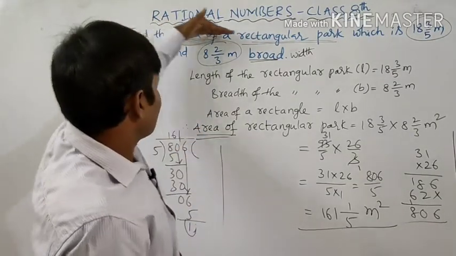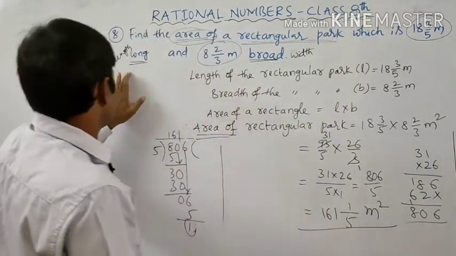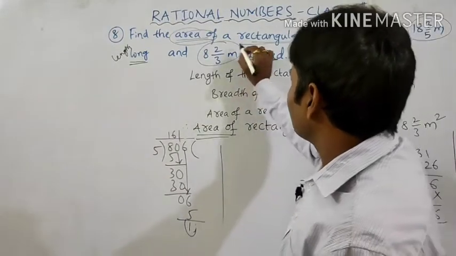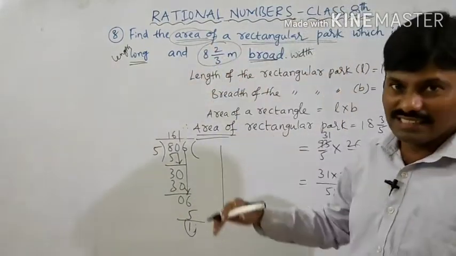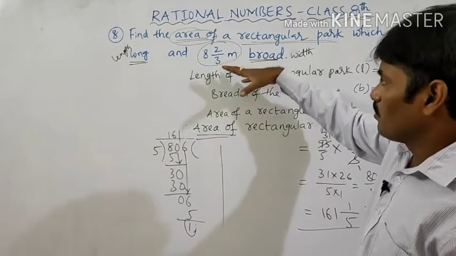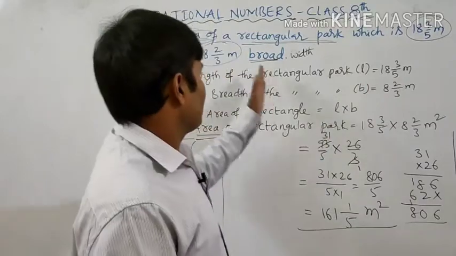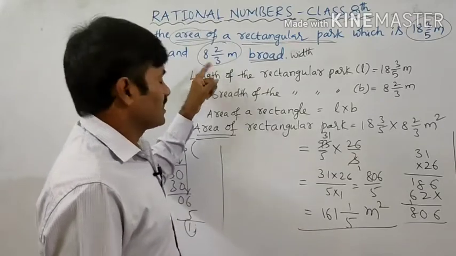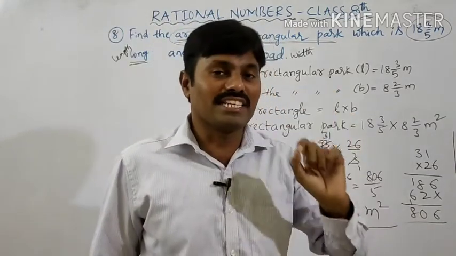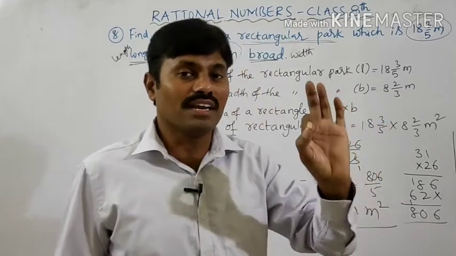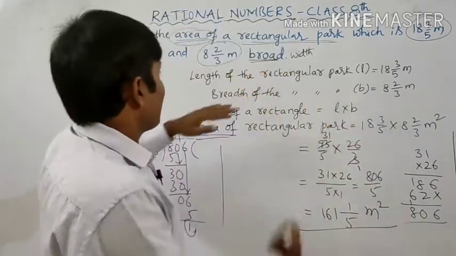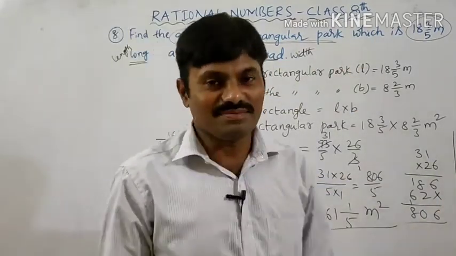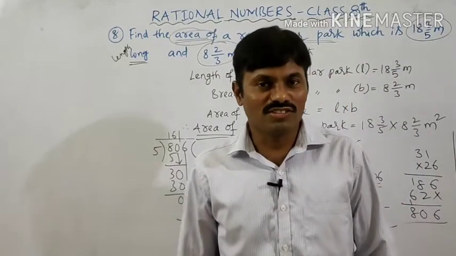So this is about finding the area of a rectangular park which is 18 3/5 meters in length and 8 2/3 meters broad. It is very simple. They ask us for the area to check whether we know the product of fractions. These fractions are rational numbers, so they are checking whether we know multiplication of rational numbers, and they applied this concept to a real-life situation using a rectangular park. Okay, is it clear? Now we are going to solve the 9th question.